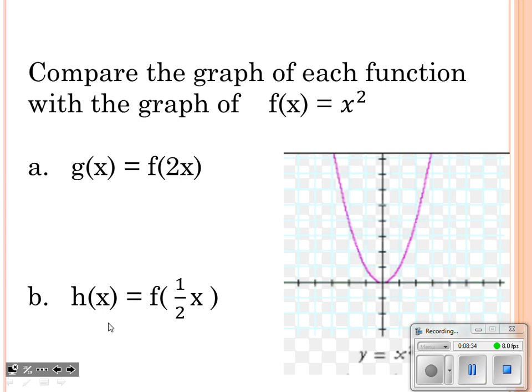All right, so looking at g of x for letter A here, and again, I'm sticking with that x squared parent function just for this demonstration. You can see that the 2 in g of x is multiplied to the x only, so we know that we're looking at a horizontal shrink. Okay, so let's play with a table of values here still.